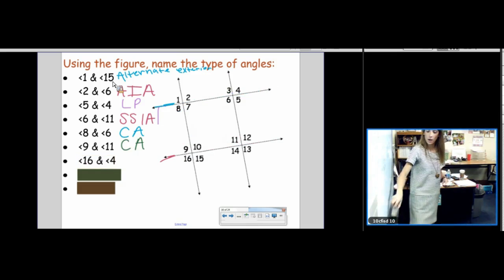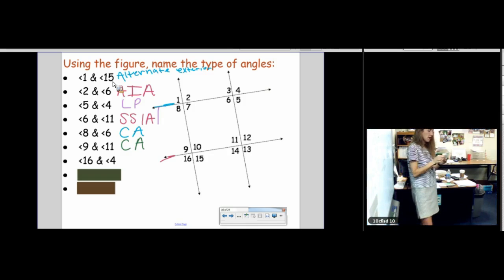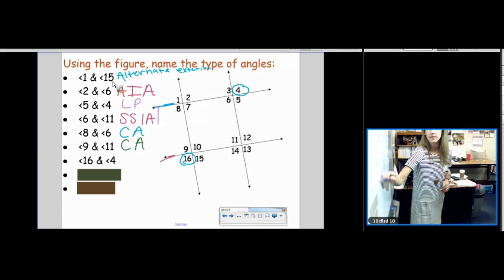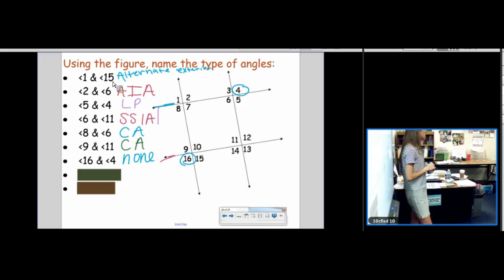16 and 4. Who's that? Jonathan. 16 and 4. It was actually the trickiest one. They don't have just one transversal. What's the transversal? There isn't a transversal. They're on 2 different clusters. There's not just one transversal, and so that's a trick question. It's none. There's no relationship. So, Jonathan, I'm going to give you the next one because that one wasn't fair.